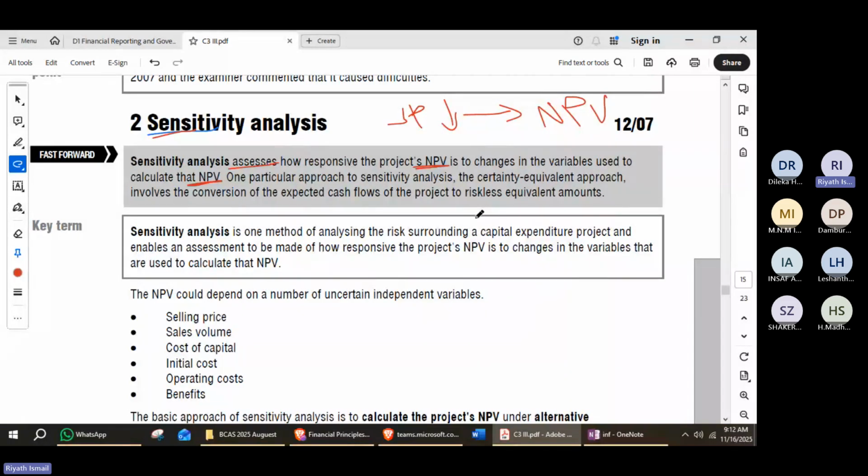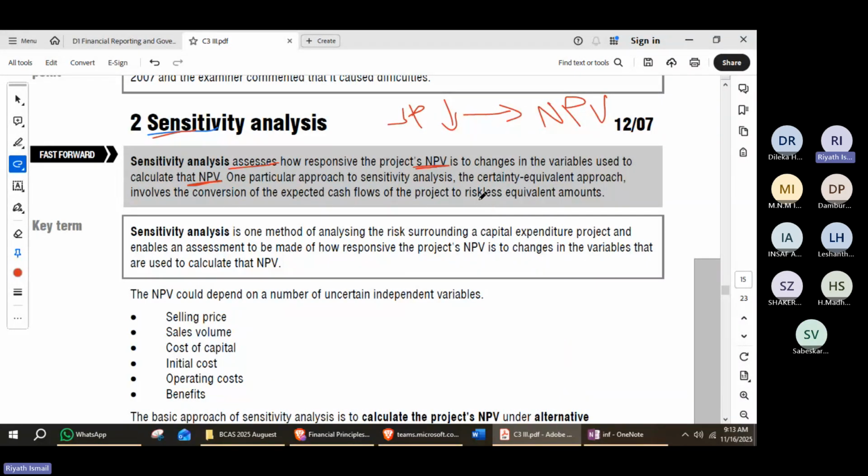So we invest a big amount of money, right? If something changes a little, what will happen to the NPV? So before starting the project, we have to assess everything, so that it may lead to a riskless project. Sensitivity analysis is one method of analyzing the risk surrounding the capital expenditure.